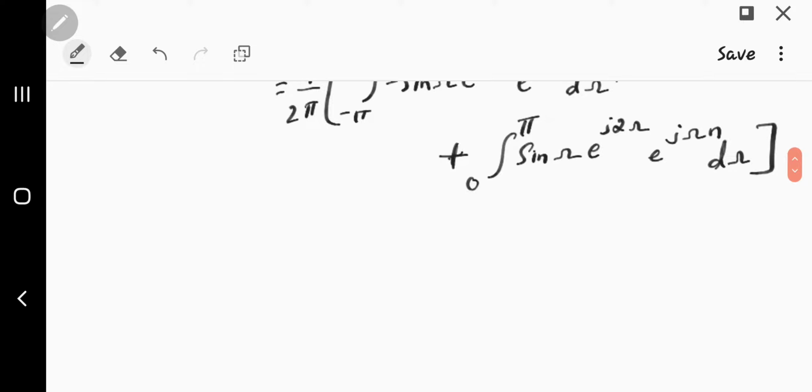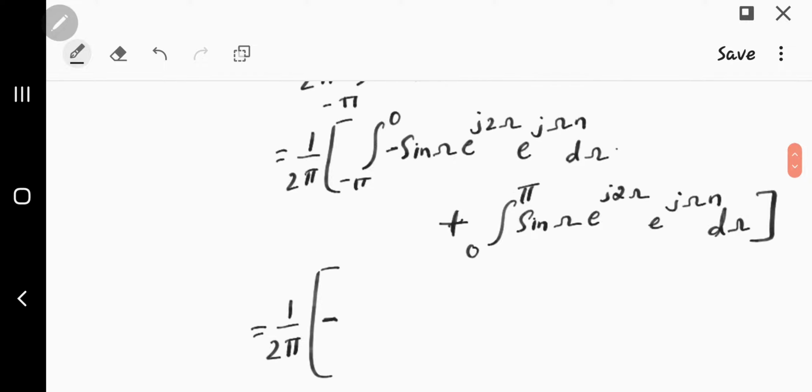If you go further, express this taking minus outside here.